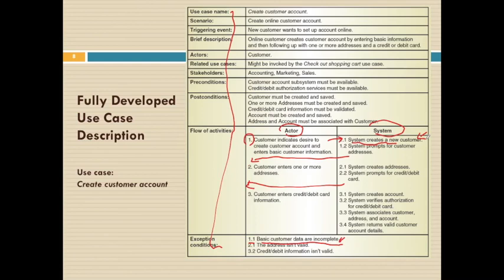Okay, clear? So let's look into the second example. 2.1, the address is invalid. 2.1, system creates address. Supposedly the system will create an address when the customer enters addresses, but there is a condition where the system will not create it. So we need to check the reason, and the reason is that the address is not valid. So we must write the exception condition based on the system response: why the system doesn't respond as what we write in our flow of activities. So that is exception condition.